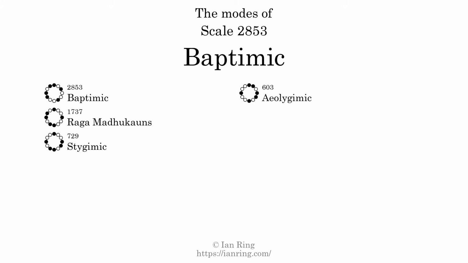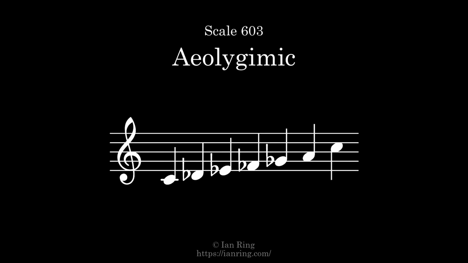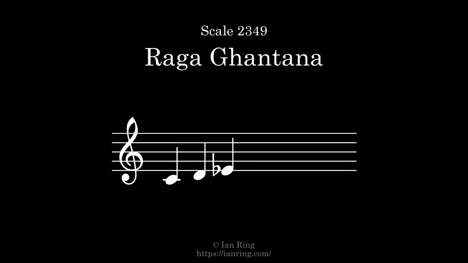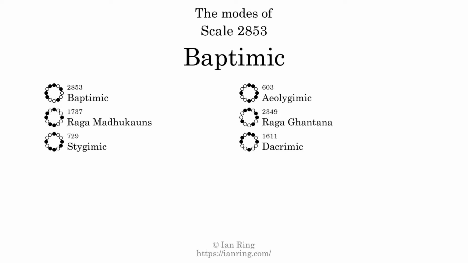The fourth mode is scale 603, also known as hemitones. It sounds like this. The fifth mode is scale 2349, also known as gigantana. It sounds like this. The sixth and last mode is scale 1611. Also known as dichromic. It sounds like this.